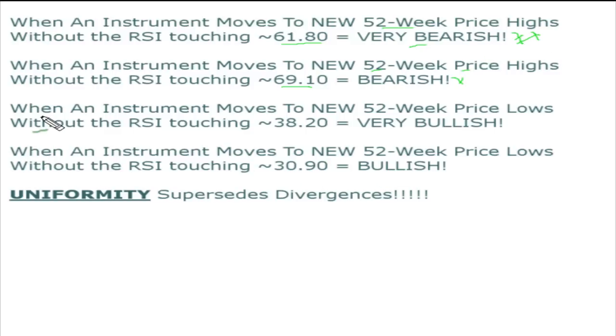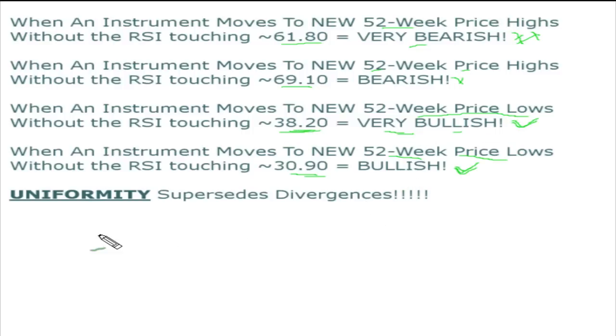On the other hand, when an instrument moves to fresh 52-week lows and the RSI does not touch 38.2, then this becomes a bullish setup. In fact, very bullish. When an instrument moves to fresh 52-week lows without the RSI touching 30.90, this tends to be bullish, but is not as bullish as the previous setup. The RSI did not go below 38.2. So this is the most bullish, and this is just bullish.